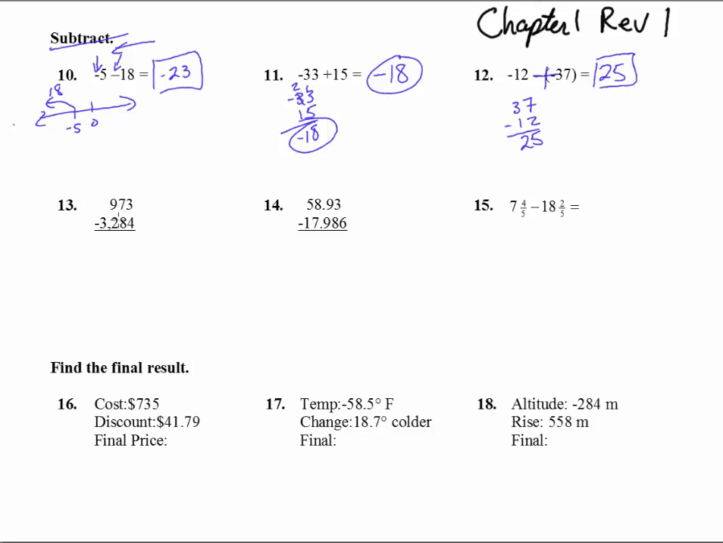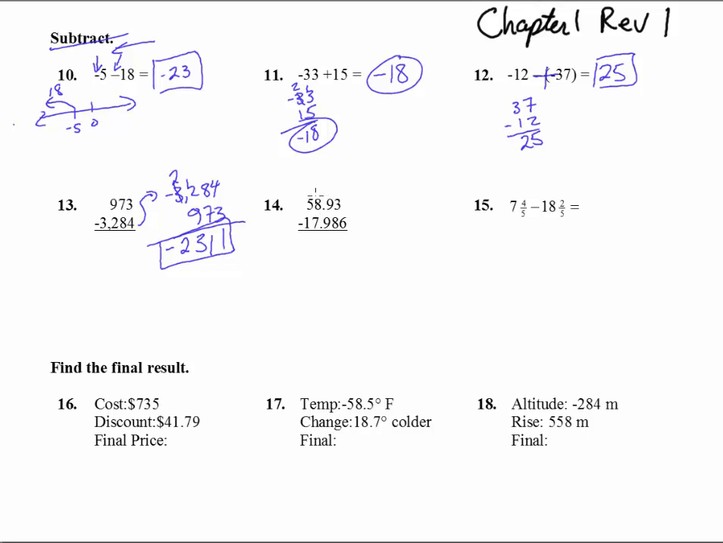Oh boy, 973 minus 3,284. We're going to flip that to have the biggest one on top. Negative 3,284 over 973. Yeah, that's on the bottom. Keep that negative sign with the big one to remind you that the answer will indeed be negative. 4 minus 3 is 1. 8 minus 7 is 1. 12 minus 9, we're not doing that. Borrow, and we have 12 minus 9 is 3. 2 minus 0 is 2. And the answer is negative 2,311.